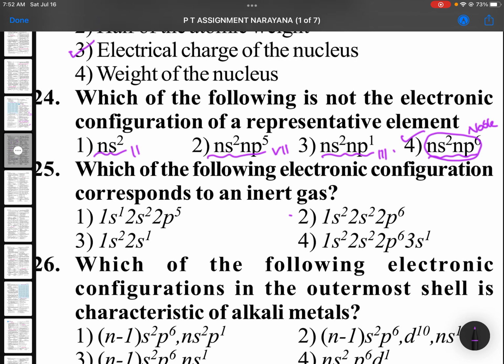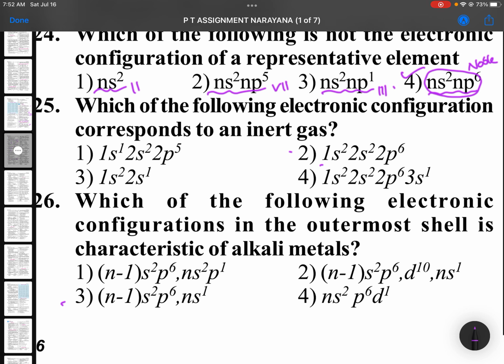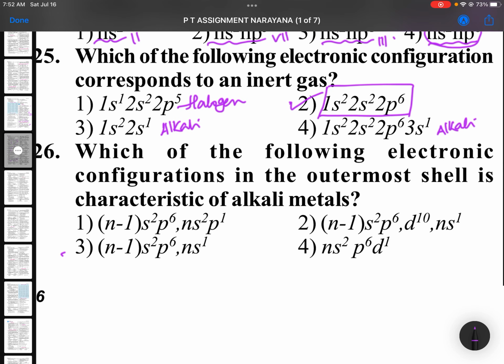Which of the following electronic configurations corresponds to an inert gas? Outermost electrons. So this is alkali metal. This is again alkali metal, and this is of halogen, fluorine. Which of the following electronic configurations of the outermost shell is the characteristic of alkali metals? ns1 it should be. Okay, (n-1)s2p6, ns1. There is no relation with the nd orbital here.